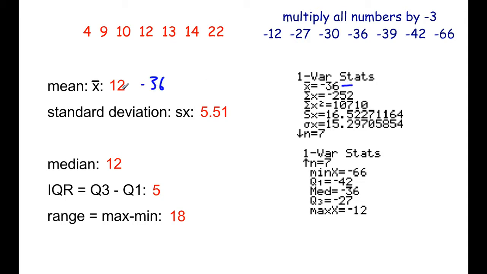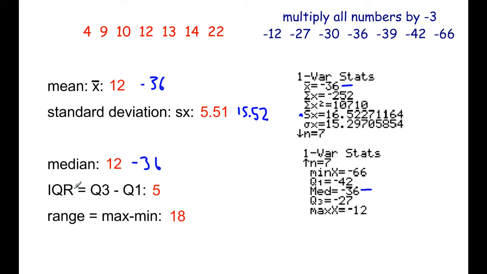So that's a little bit different than what we had here. Our standard deviation, Sx, is going to be 15.52 if we round off. So 15.52. Our median, down here, -36.